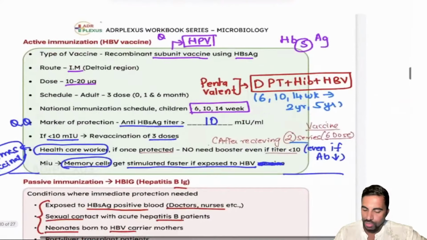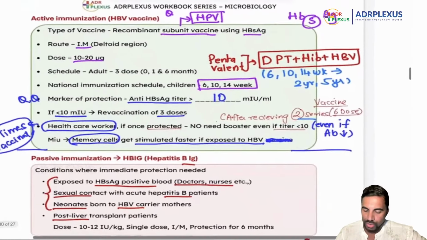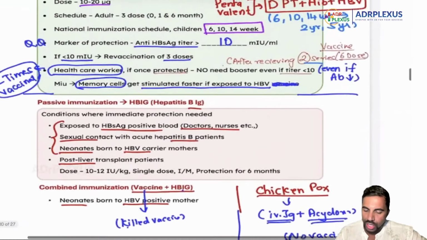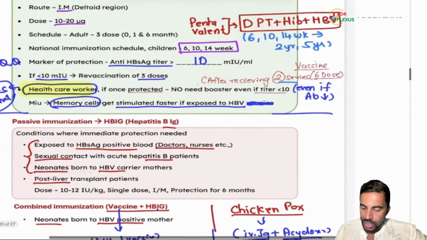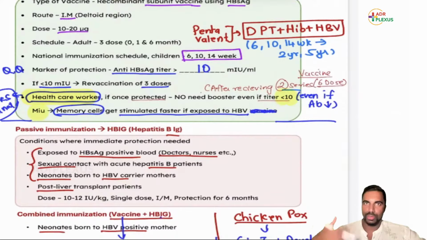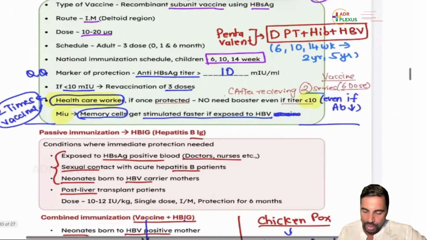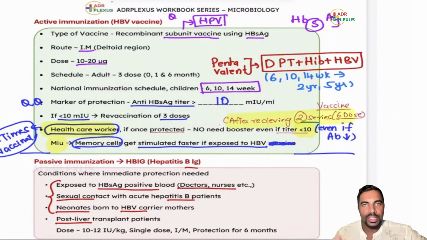Go to page number 156 in your workbook, where there's a separate column just for them, immunization for healthcare workers. It's mentioned here that healthcare workers, once protected, need no booster, even if the titer is less than 10. Even if they get exposed to a needle prick injury, no need to give the vaccine. If after 2 series of vaccine anti-HBs is still less than 10, it's called a non-responder.